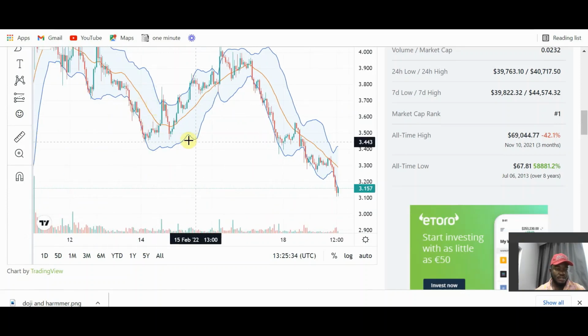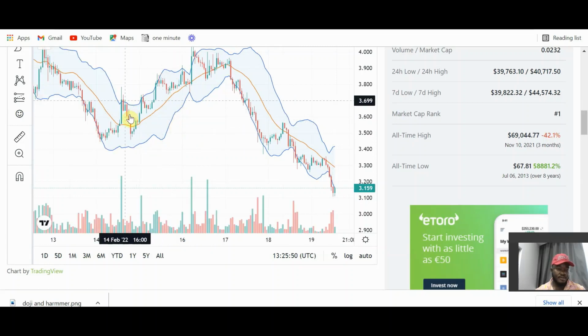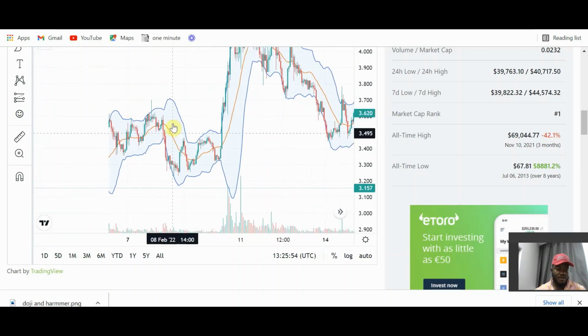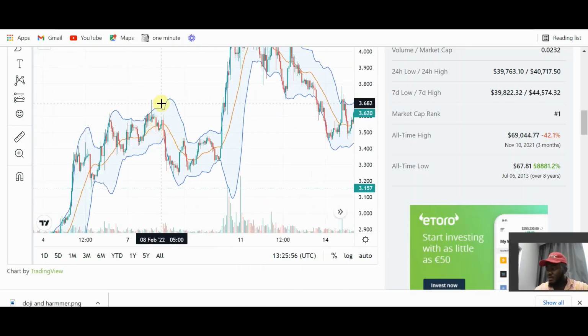Okay, sometimes when the middle band touches the price, it shows a bullish reversal. When it touches the price, it shows a bullish reversal. You can see from here, you can see from here. So my battery is down.